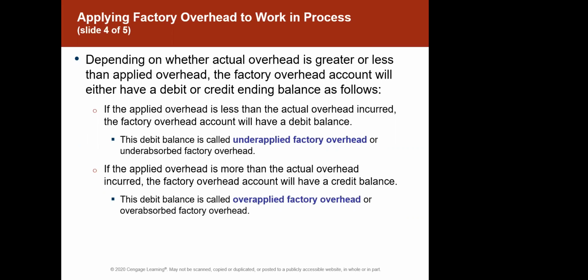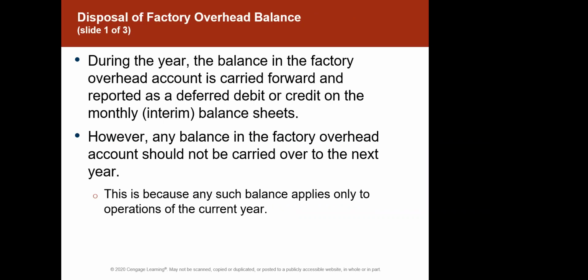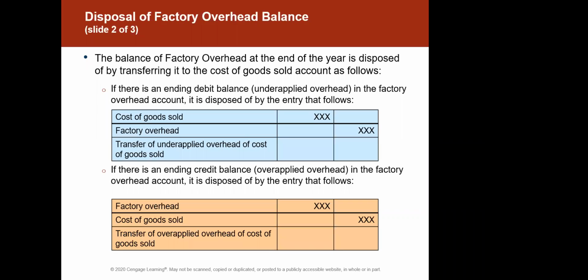So that's what I just explained. A debit balance will be called under applied factory overhead, and I should say a credit balance is over applied factory overhead. Too many words, just show us.